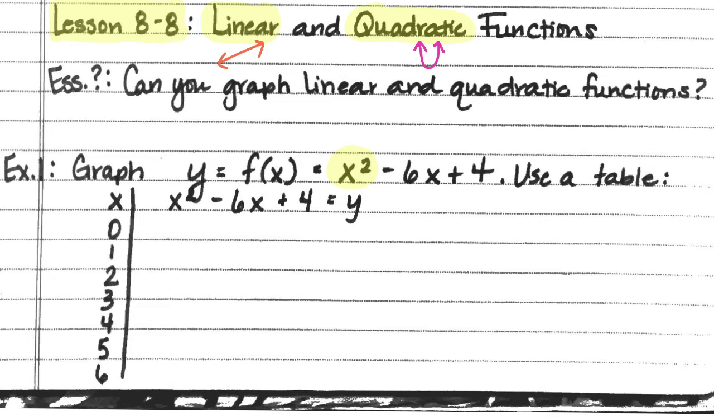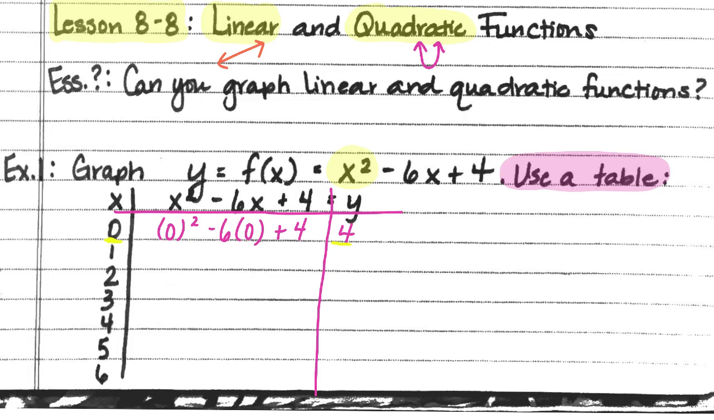The first thing we know is we have to use a table. We talked about this earlier in the year. Anytime you doubt, go ahead and use a table. I know that I could find the y when plugging in the x's. So if I plug in 0 squared minus 6 times 0 plus 4, I know that (0, 4) is a point.